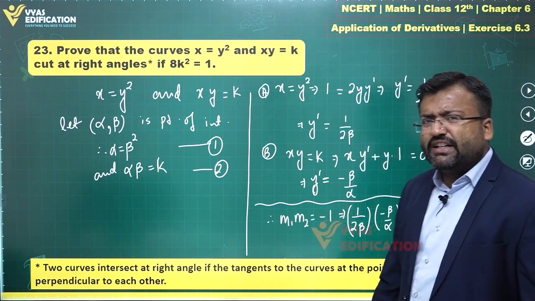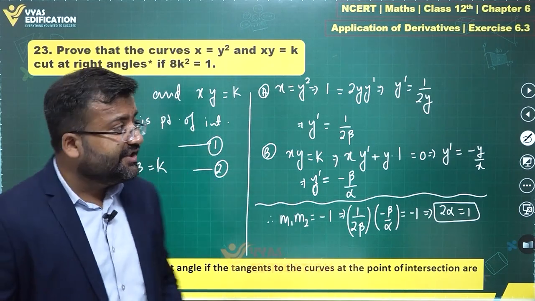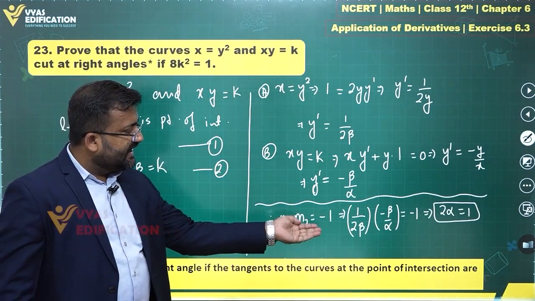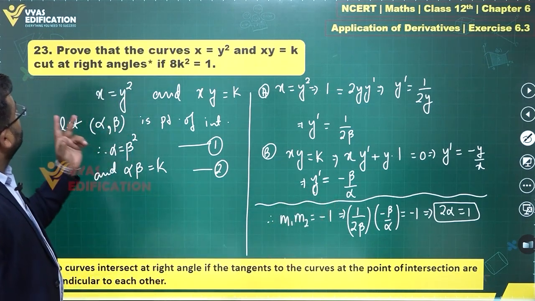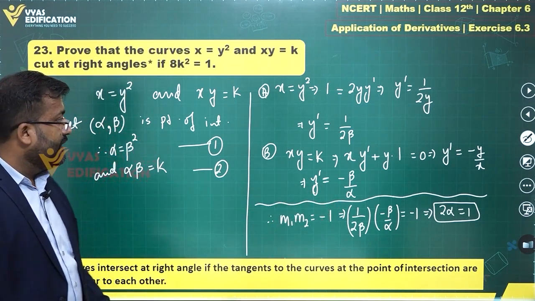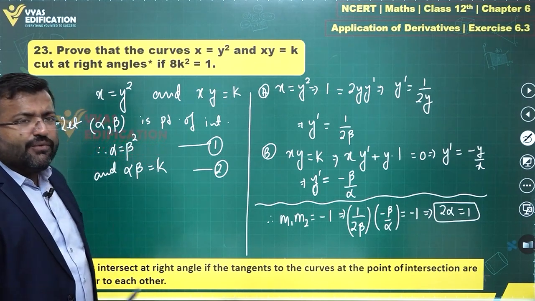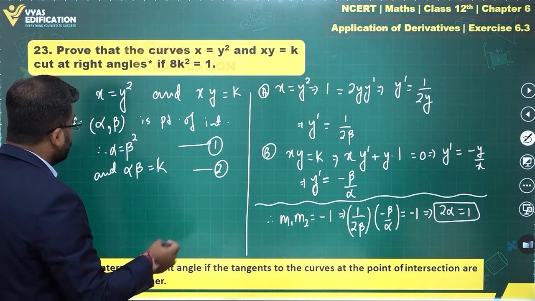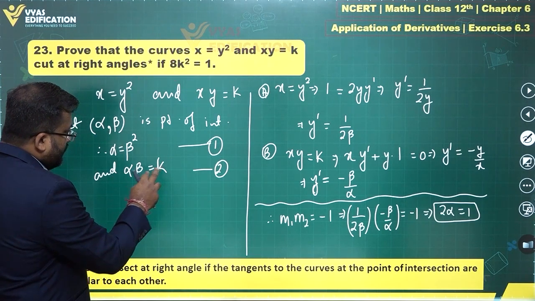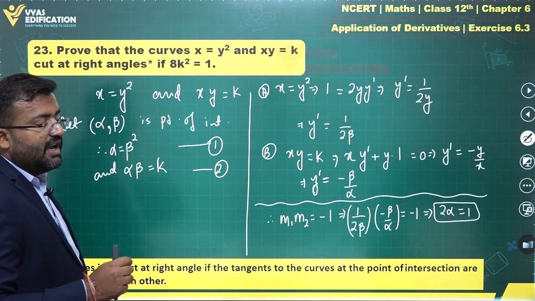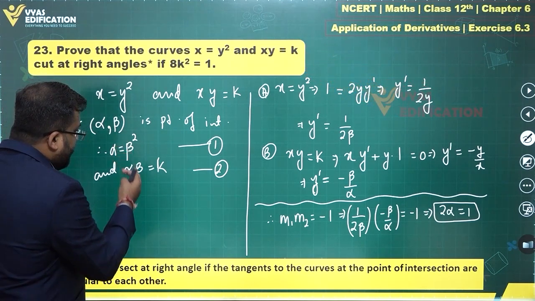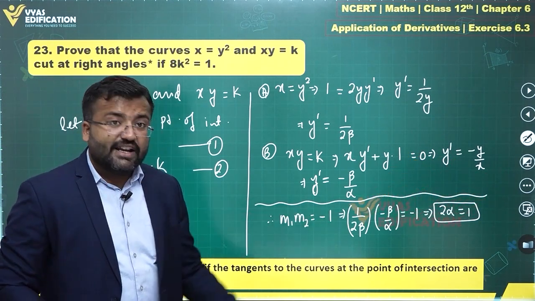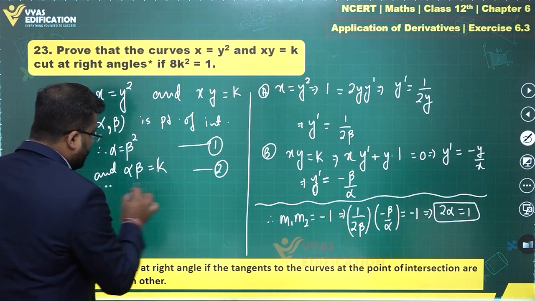But is this the required condition? No, this is not the required condition. The required condition is in terms of k. If these curves cut at right angles, then this. So let's try to find alpha in terms of k, and we'll be able to get the answer, right? So what do we have? We have alpha beta is equal to k, we have alpha is equal to beta square. What do we need to do? We need to eliminate beta and get a relation between alpha and k. With the help of that, I can get alpha in terms of k, right? Let's do that over here.